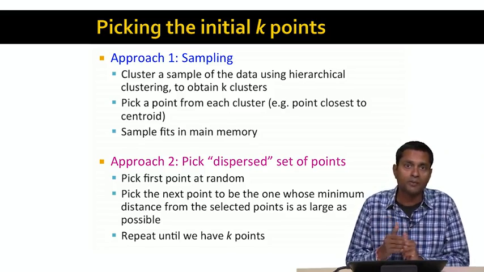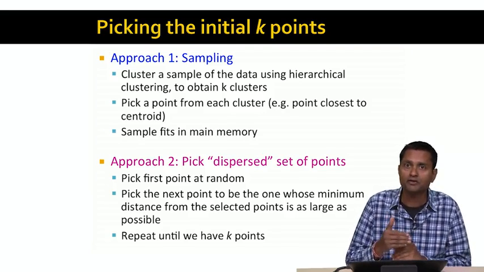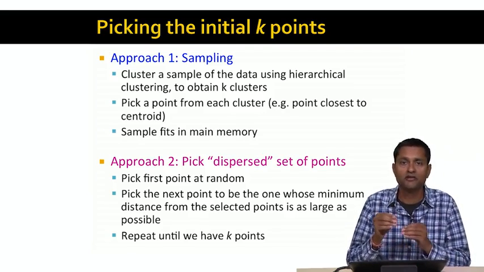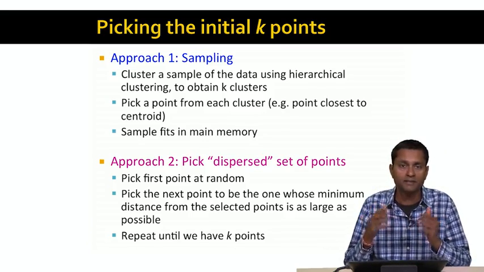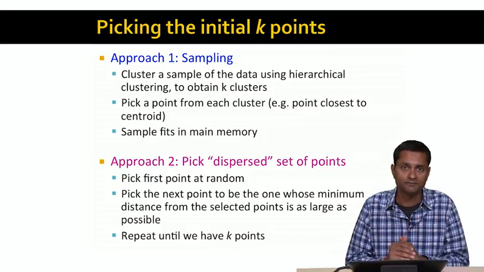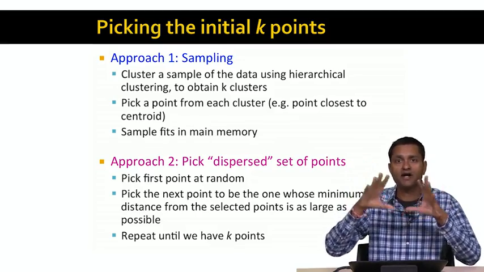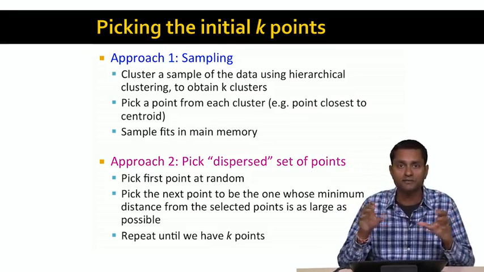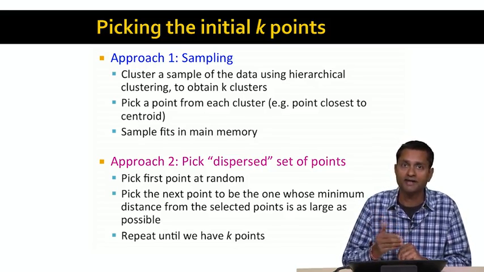In general, once we've picked the first few points, we pick the next point to be the one whose minimum distance from the already selected points is as large as possible. And then we repeat this until we pick k points. So this ensures that the k points that we pick are as far apart or as dispersed as possible in the data set. And that gives us a better chance of finding the right clustering.